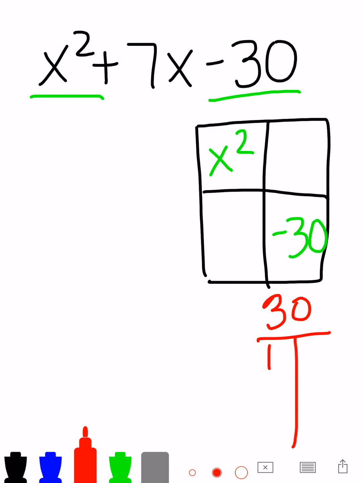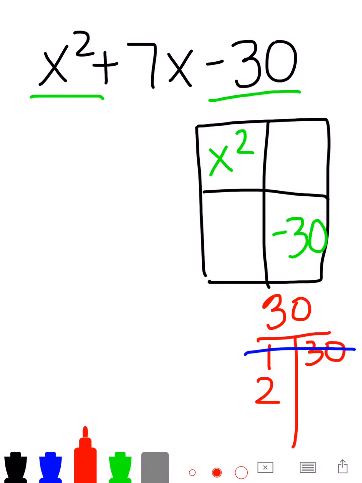Well, what times 1 will give us 30? Well, 30 will. So 1 times 30 gives us 30. But 1 plus 30 is 31. That doesn't equal 7. And 30 minus 1 is 29. That still doesn't equal 7. So we know that these factors won't work. Let's continue on to number 2.